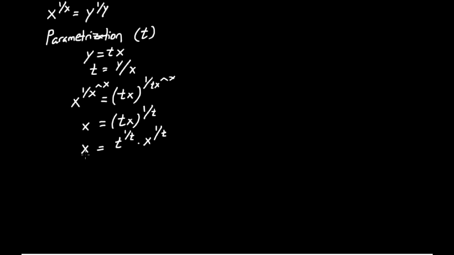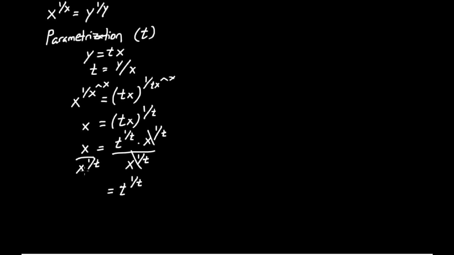And now remember, my goal is to solve for one variable in terms of the other. I'm going to try to solve for x in terms of t. So I'm going to try to move all the x's onto one side. I observe this x to the 1 over t here, and I'm going to try to move it onto that side there, to the left. So I'm going to divide both sides by x to the 1 over t power. And on the right-hand side, that cancels. Right-hand side, I get t to the 1 over t.